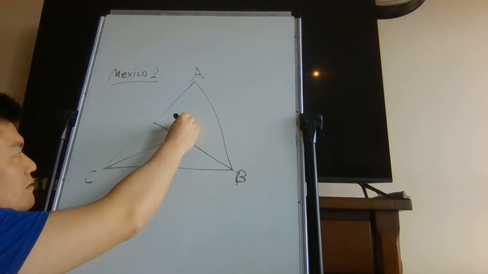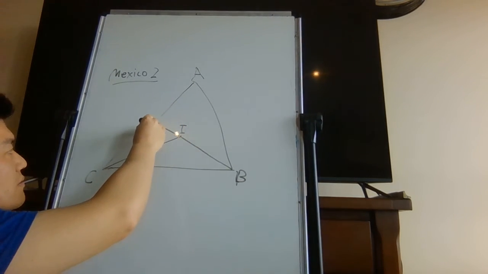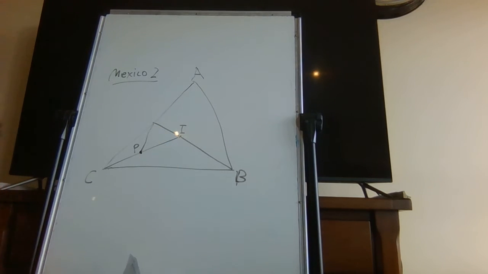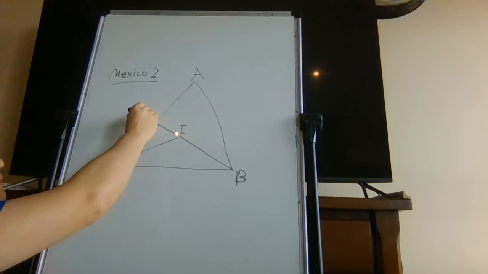So this is the incenter, right? And this is like P. And then we have E. What's E? E is the second point of intersection of circle ABD. Okay, what's D? This is D.